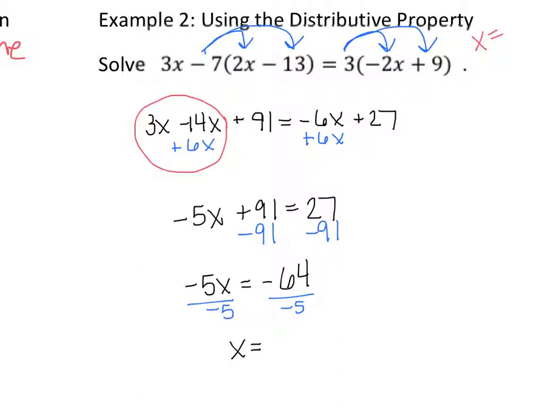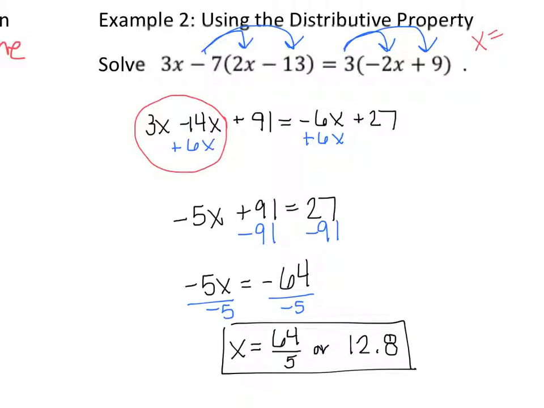Okay, so the negative divided by negative, those cancel each other out. Can we reduce 64 over 5? Fraction-wise? Is 64 divisible by 5? No. So if you want to leave it as a fraction, go for it, as long as it's reduced. Or it could be a decimal. What's that decimal? All you calculator people. It's 12.8. I will accept either one of those. They're both true answers.